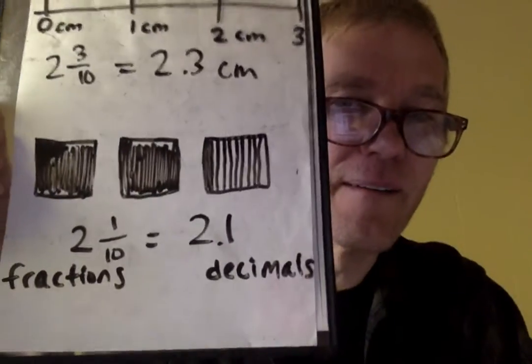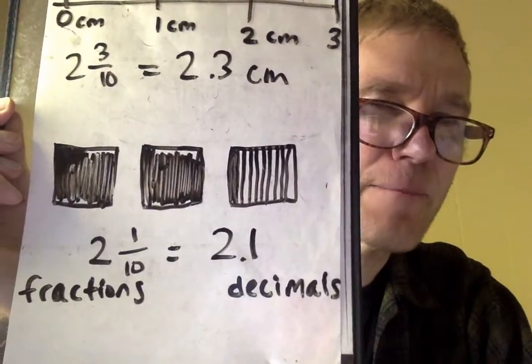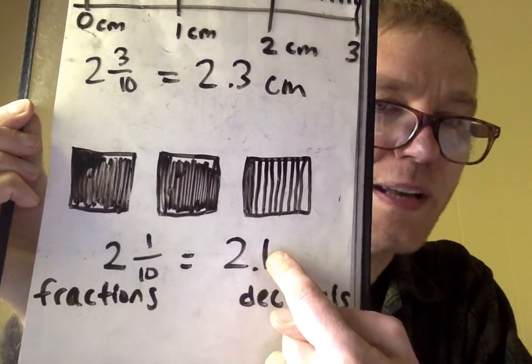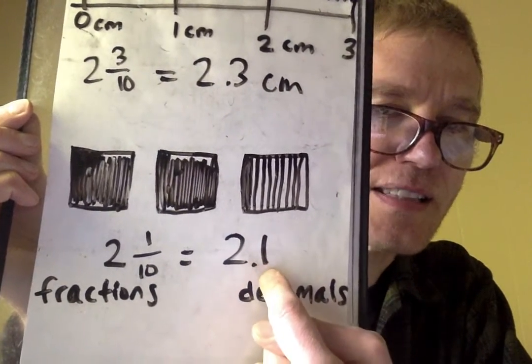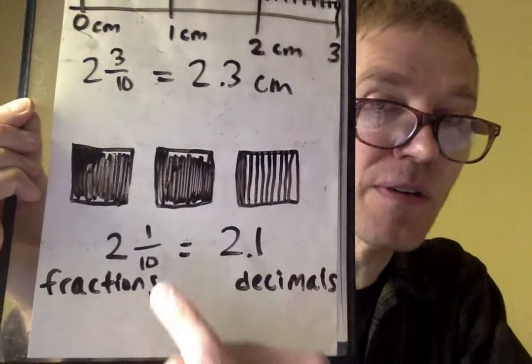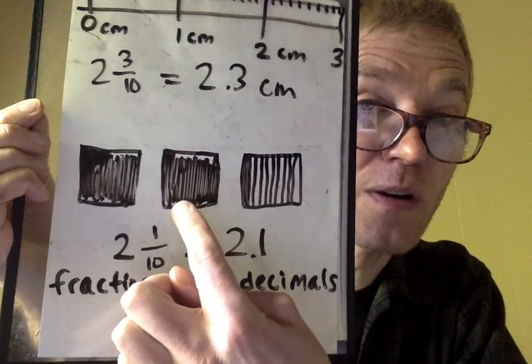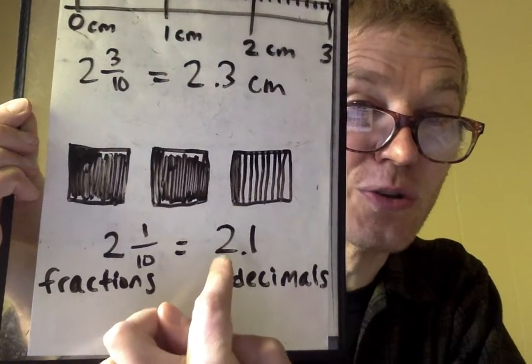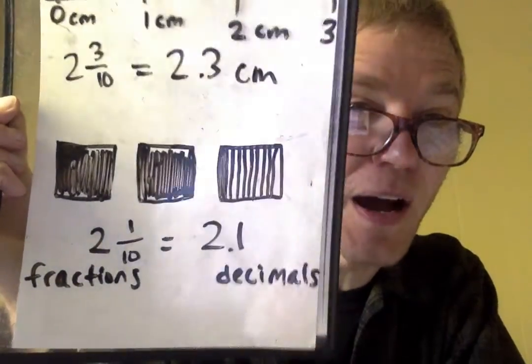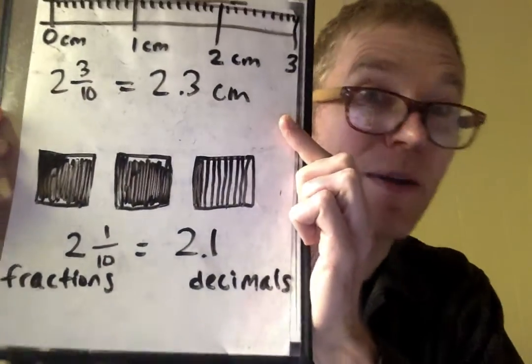Two and 1/10 is going to be 2.1. Did you get that? The 1 is in the tenth spot. That's the tenth spot. How many tenths do we have? We've got 1. We've got 2 and 1/10. 2 and 1 in the tenth spot. 2.1.